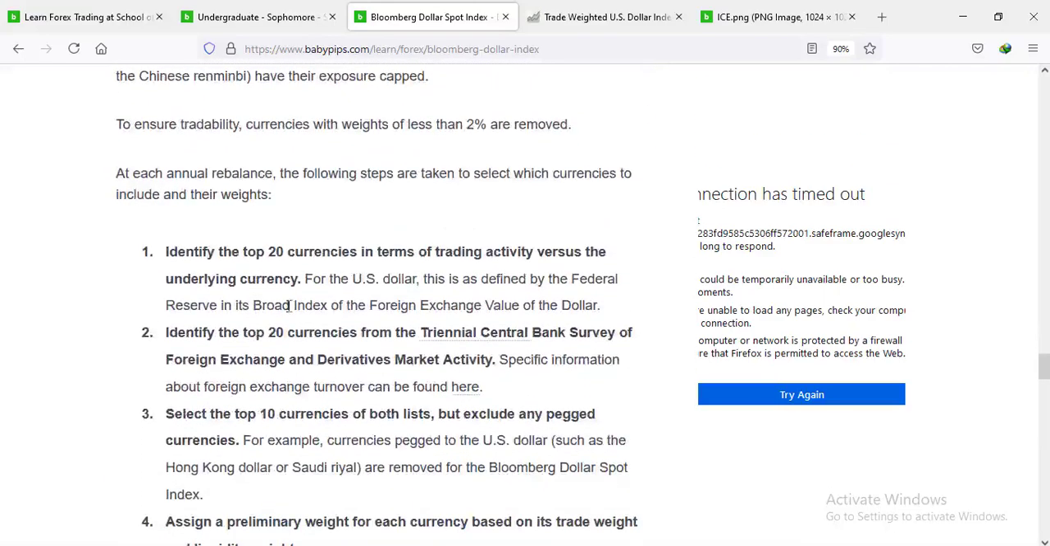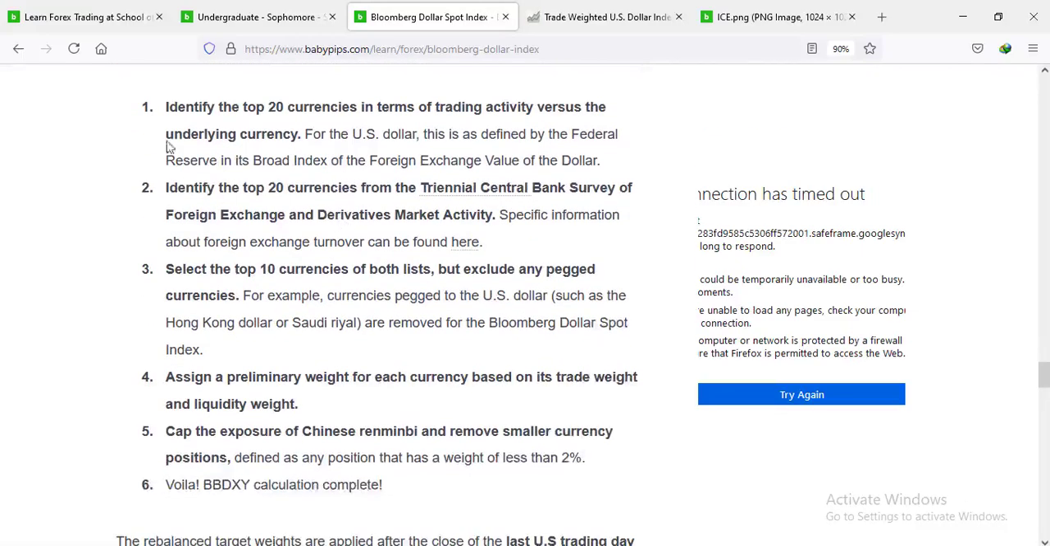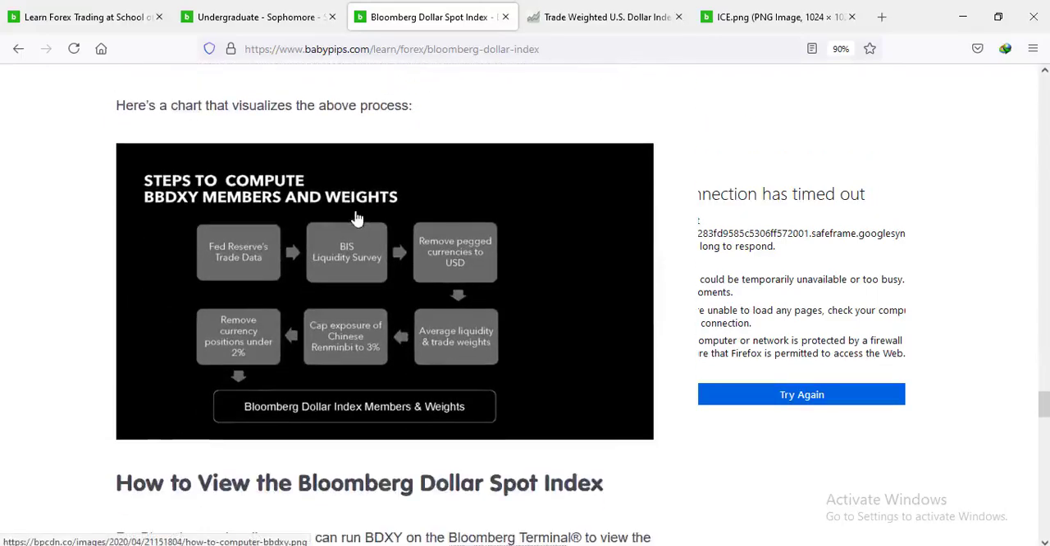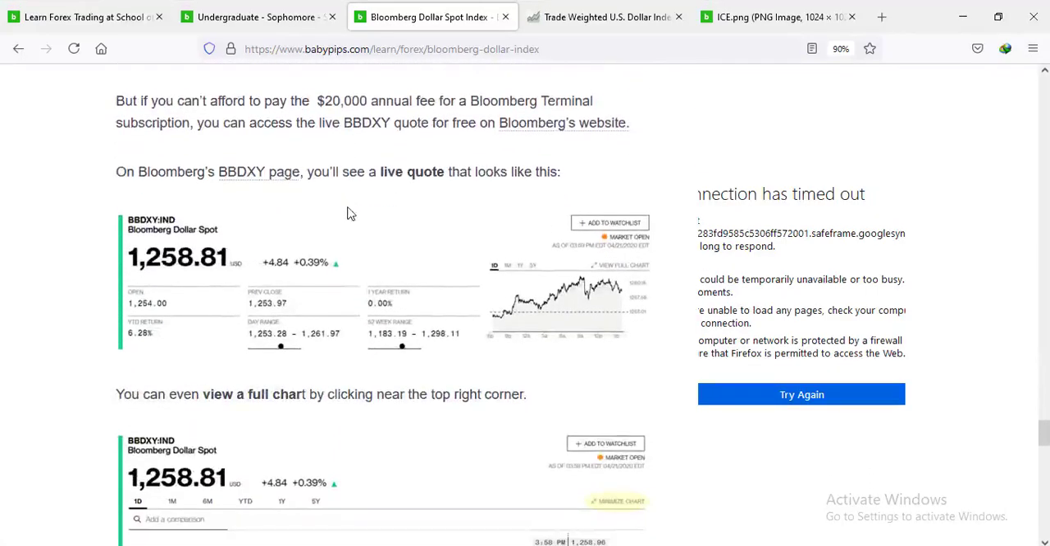At each annual rebalance, the following steps are taken to select which currencies to include and their weight. They identify the top 20 currencies in terms of trading activity versus the underlying currencies. They also identify the top 20 currencies from the central bank survey of foreign exchange and derivatives market activity. And they select the top 10 currencies of both lists, but exclude any paired currencies. All this they put into play to come up with their figures.